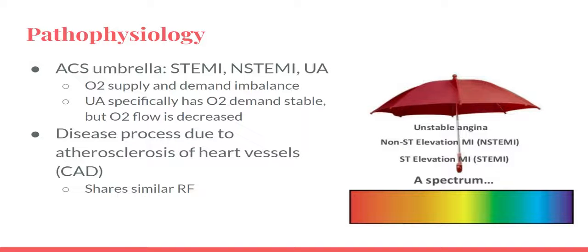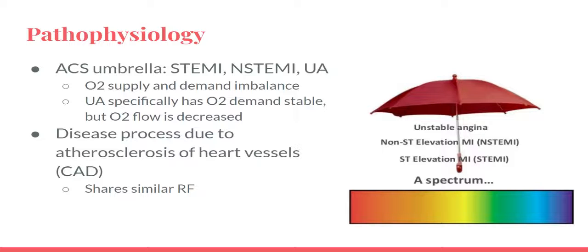The pathophysiology of unstable angina falls under an umbrella with two other diseases. The umbrella is acute coronary syndromes, and it encompasses ST elevated myocardial infarctions, non-ST elevated myocardial infarctions, and unstable angina. These three disease pathologies are all in the same umbrella because they share the factor that they're all based on the O2 supply of the heart and demand being in an imbalanced state. Unstable angina specifically has a stable O2 demand, but a decreased flow in O2, which is then why your patient begins to have symptoms.